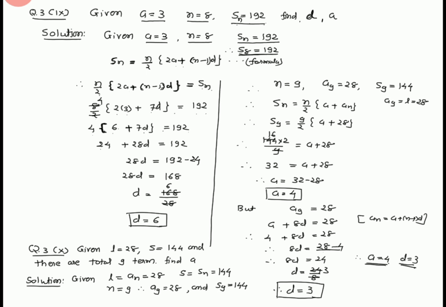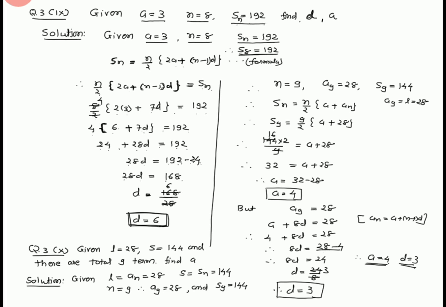8 upon 2, 4. 4 into bracket 2 into 3, 6, plus 7d equal to 192. 4 sixes are 24, plus 4 into 7, 28d, equal to 192. 28d equal to 192 minus 24. 192 minus 24 is 168. Therefore d equal to 168 upon 28. 28 into 6 is 168. Therefore d equal to 6, which is the answer of question number 9.